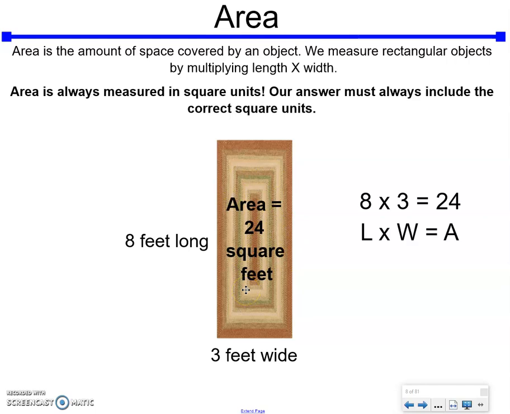You'll notice I didn't say square units because units was not the unit of measurement used in this problem. This particular rug is 3 feet wide and 8 feet long. So the unit that we're talking about here is the unit feet. That's the unit of measurement we're talking about. Because it's 3 feet wide and 8 feet long, when we multiplied those two distances, 8 feet and 3 feet, we found the total number of square feet that this area is covering. In this case, 24 square feet.